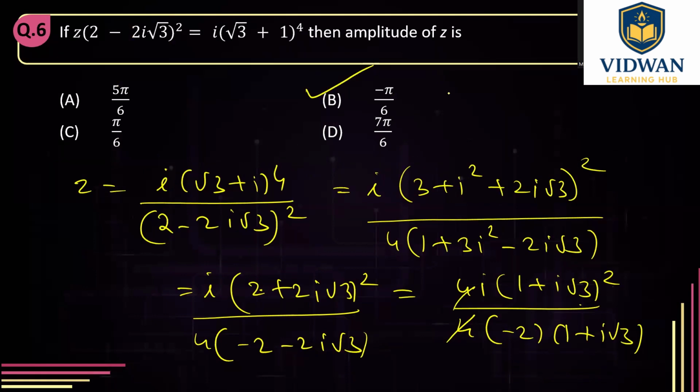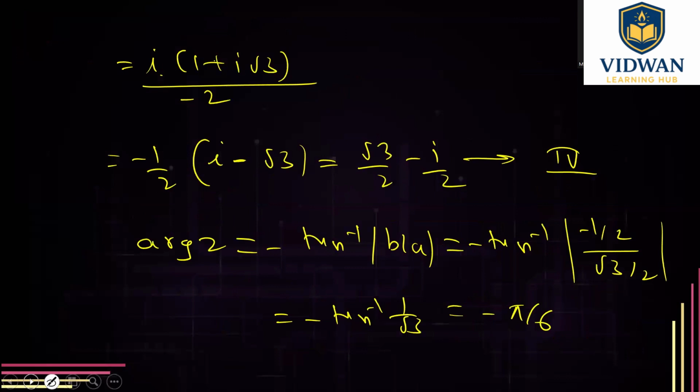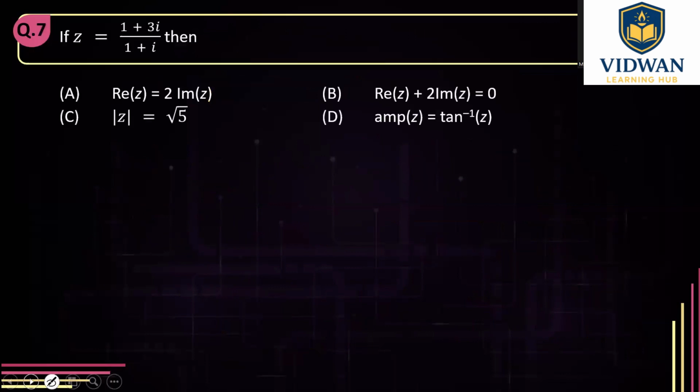So whether we say amplitude or argument, it is one and the same. So whether I use the word argument Z or amplitude of Z, it means the same thing only. So this was quite simple. Now let's move on to next question.